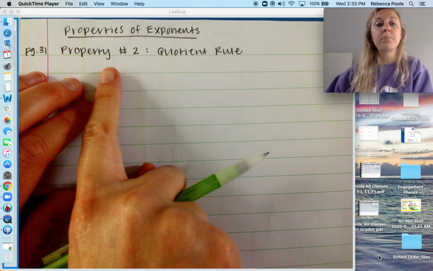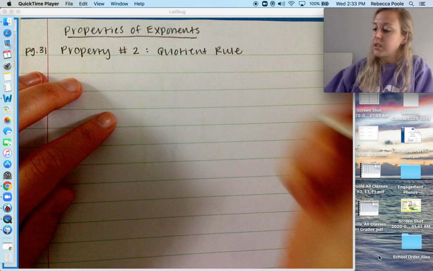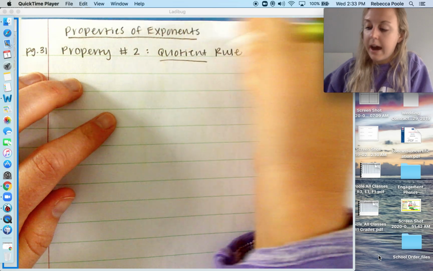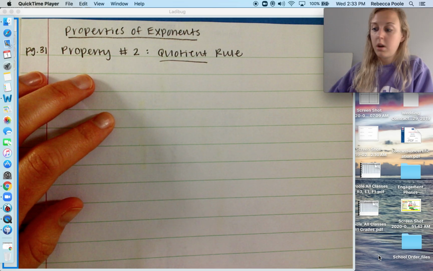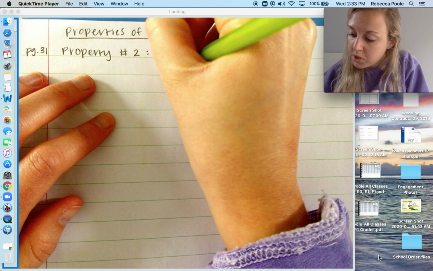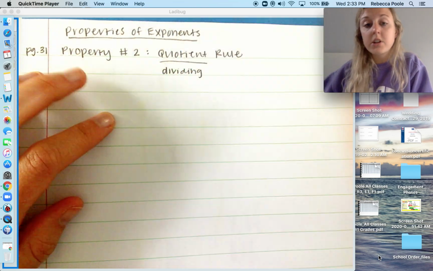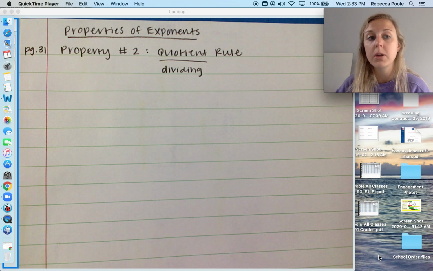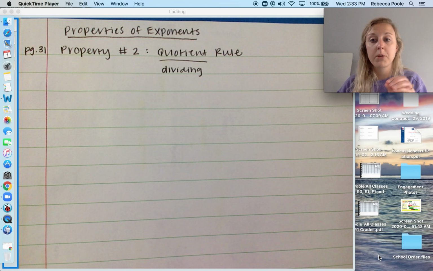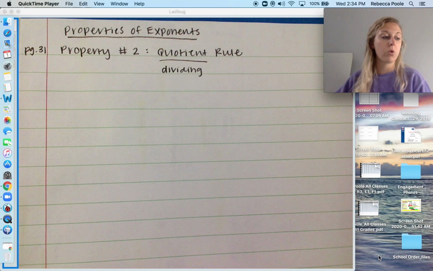So now we're on property number 2, which is the quotient rule. So just a recap, quotient means we're doing what operation here? Good, so our terms are going to be dividing. And there's something special we're going to do with our exponents. So just to recap, exponents are not actual numbers. They're an index. So you can't just do whatever operation the problem is doing for an exponent. It's got a special rule, okay?